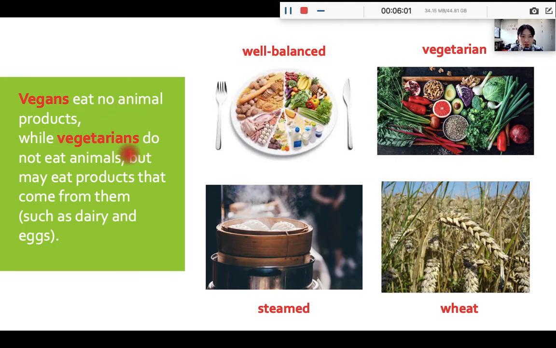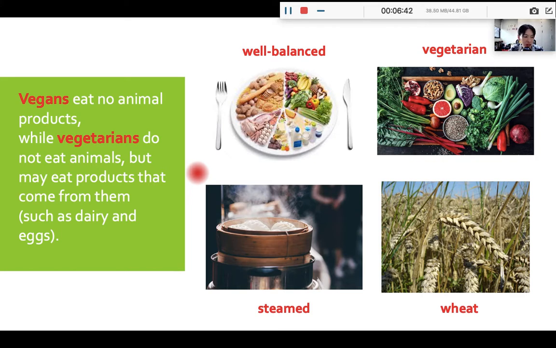On the other hand, vegetarians do not eat animals, but may eat products that come from them. So they do drink milk, they do eat yogurt, and they also eat eggs. Some of the vegans in the United States are quite extreme. They also do not want to eat any plants that come from a tree, because when you pick up the fruit, you hurt the plant, and they also think that is violent. So that's a bit extreme, but people still practice that kind of veganism, just for your information.